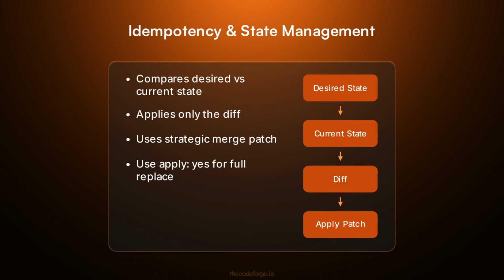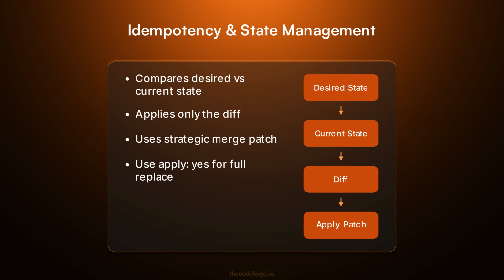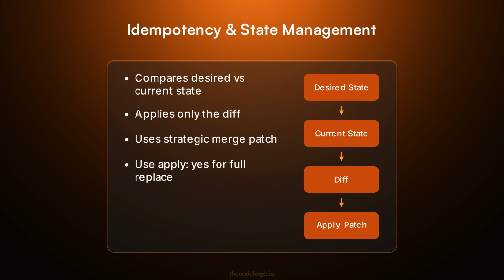The K8s module is idempotent by design. It compares the desired state with the current state on the cluster and applies only the diff. Under the hood, it uses the Kubernetes Python client to perform a strategic merge patch. To enforce exact state, use apply: yes for a full replace.